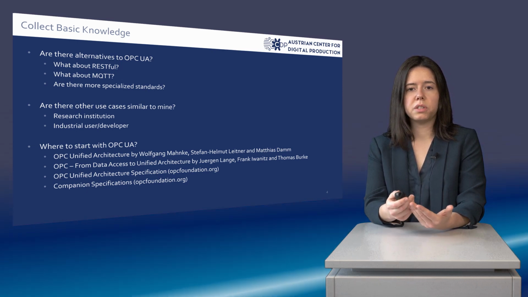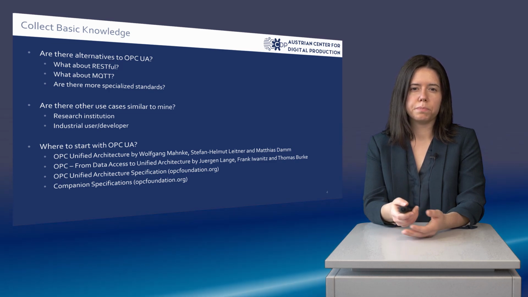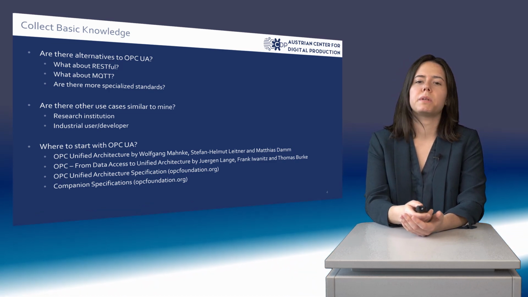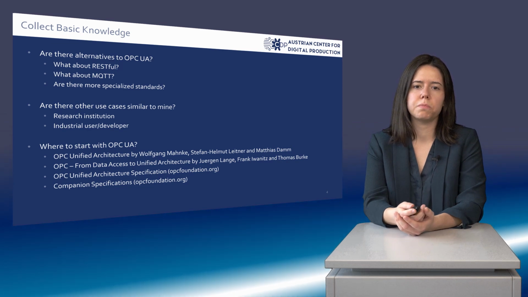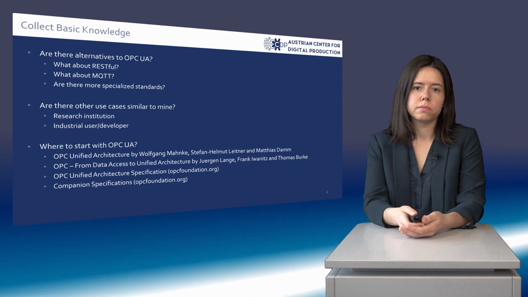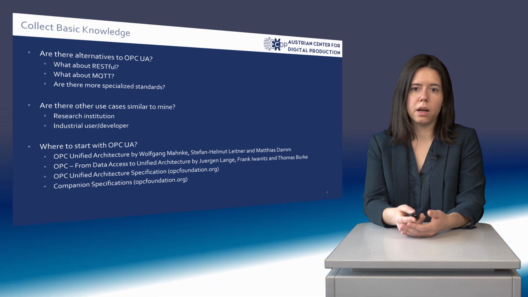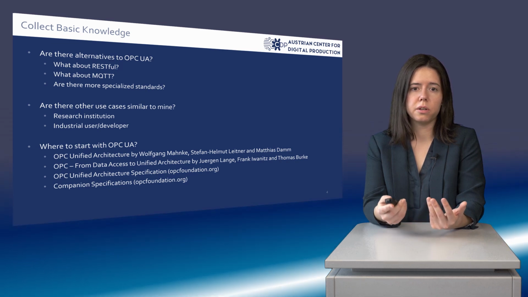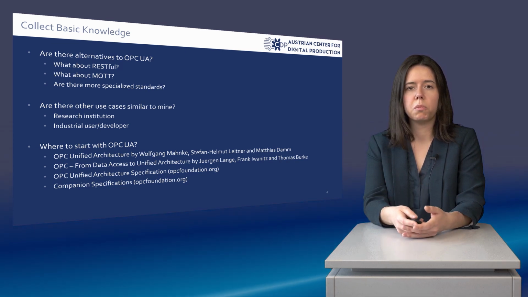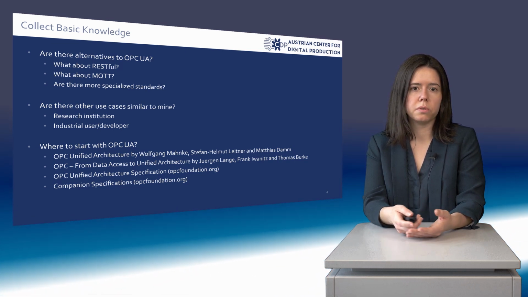Now, of course, if you have decided to use OPC UA, you probably already have enough knowledge. But there might be some additional things you could do at this stage. For example, try to find similar use cases. This might help you to avoid further issues and obstacles during your project, because other people have already dealt with these issues, with these problems, and maybe they have also found valuable solutions.